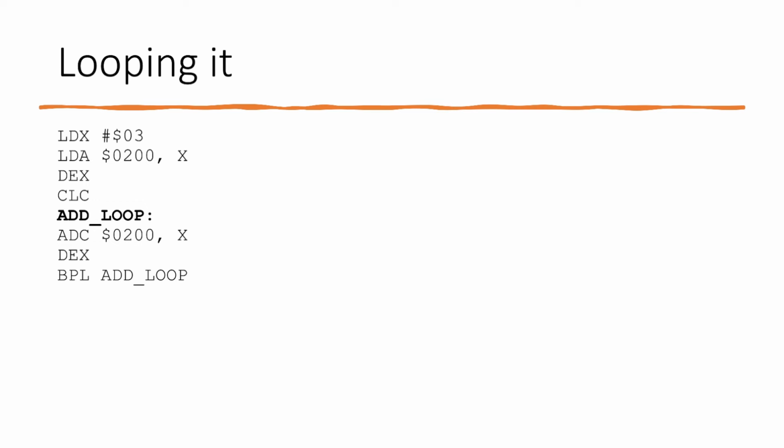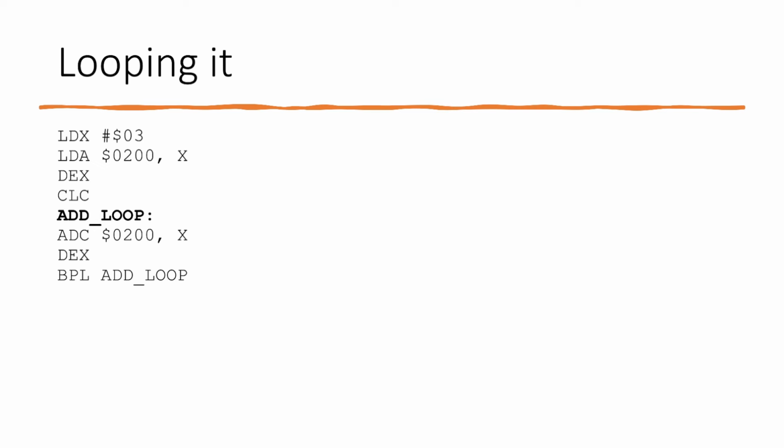So LDX #$03. Store the value of 3 hexadecimal into the register X. Then go to the location 200 plus X, so in this particular case 203, and get the value from this byte in memory and put it into the register A. Decrease the X, so X is now going to be 2.